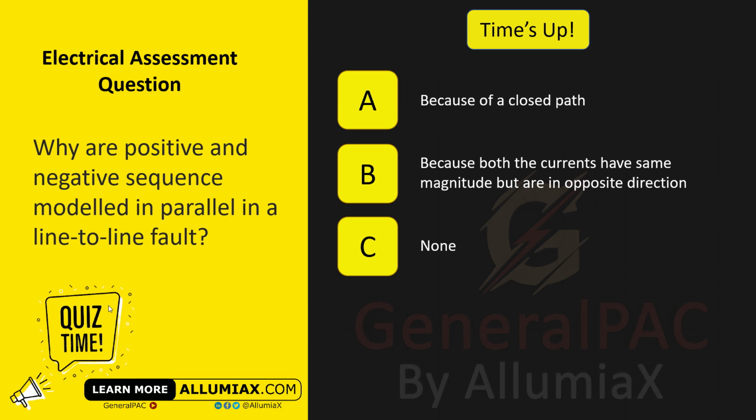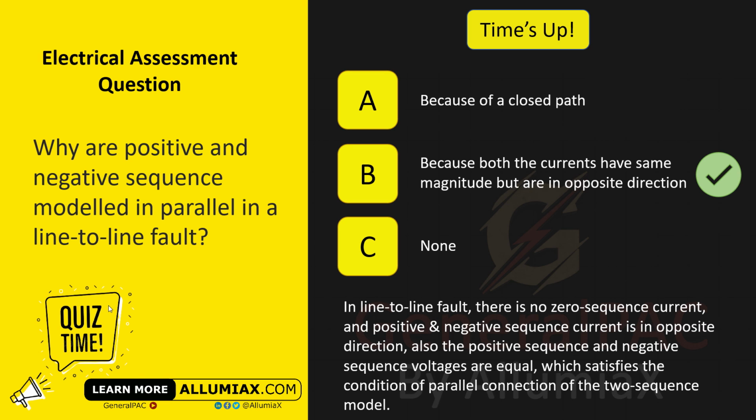Time's up. The answer is B, because both the currents have same magnitude but are in opposite direction. In line-to-line fault, there is no zero sequence current, and positive and negative sequence current is in opposite direction. Also, the positive sequence and negative sequence voltages are equal, which satisfies the condition of parallel connection of the two-sequence model.